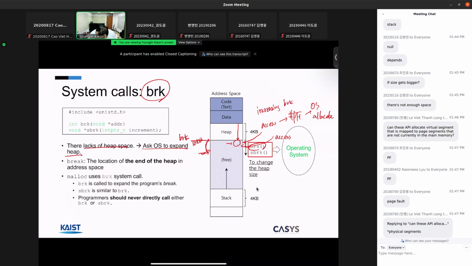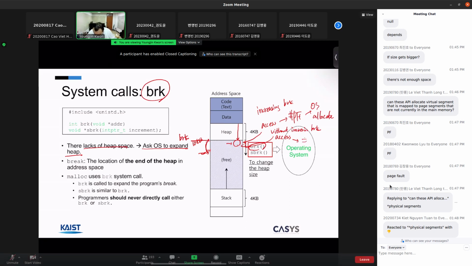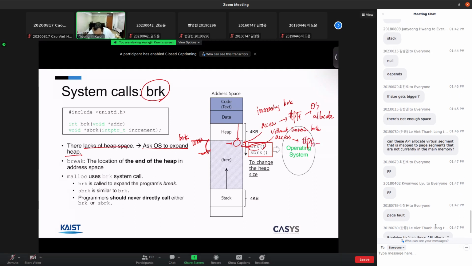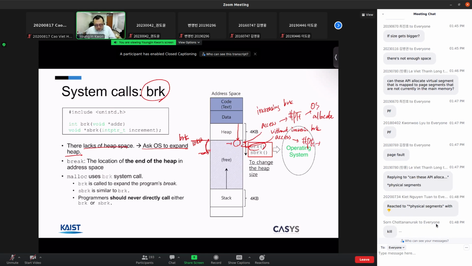Here without increasing. Access. Then what happened? Same PF. Then what happened? Then what is the correct semantic? You can guess. Kill.